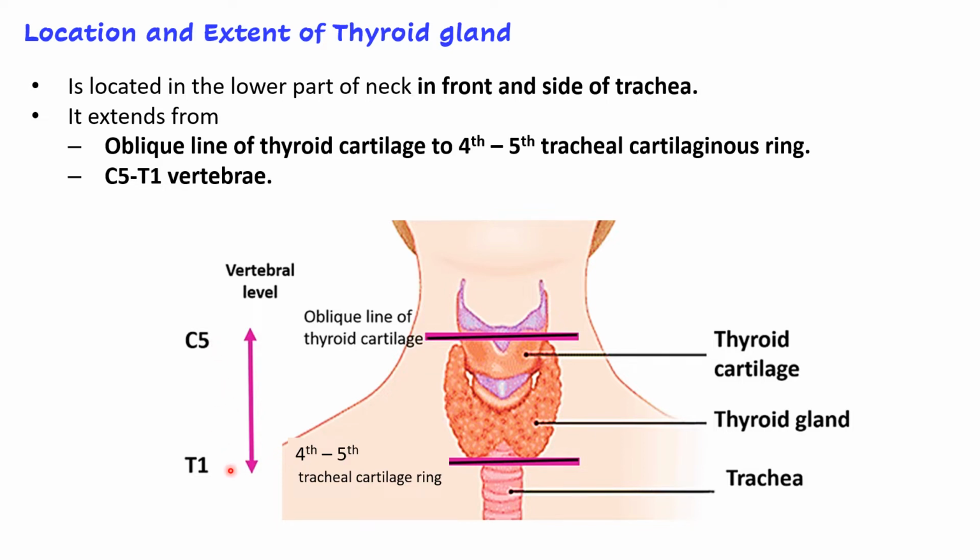So if you have done upper limb, then you remember the root value of the brachial plexus C5 to T1. That's how I used to remember. So the level of the thyroid gland, the vertebral level, is also similar. That is, it extends from C5 vertebra till the T1 vertebra.